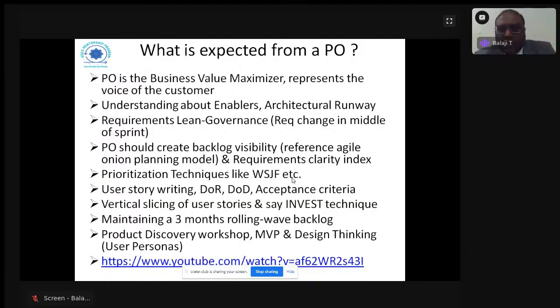For example, you can take an INVEST technique, right? Independent, negotiable, valuable, estimatable, small or sizable, you can interchange it, followed by testable. Or you can take a DEEP technique, detailed, estimated, emergent, prioritized. Some technique or guidelines should be there to vertically slice a user story, and you maintain a 3 months rolling wave backlog. And the coach should also give some kind of sessions or training to the product owner on how to facilitate a product discovery workshop, understanding minimum viable product, understanding the concepts of design thinking.